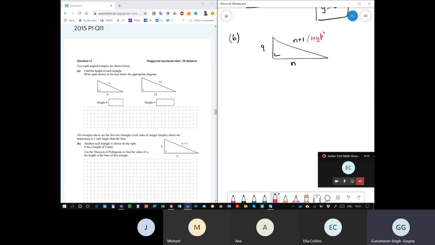That's your hypotenuse first of all, isn't it? So the square of the hypotenuse. Now you have to be careful. This is more like algebra now. The square of the hypotenuse means you should say n plus 1 whole square equals 9 square plus n square.